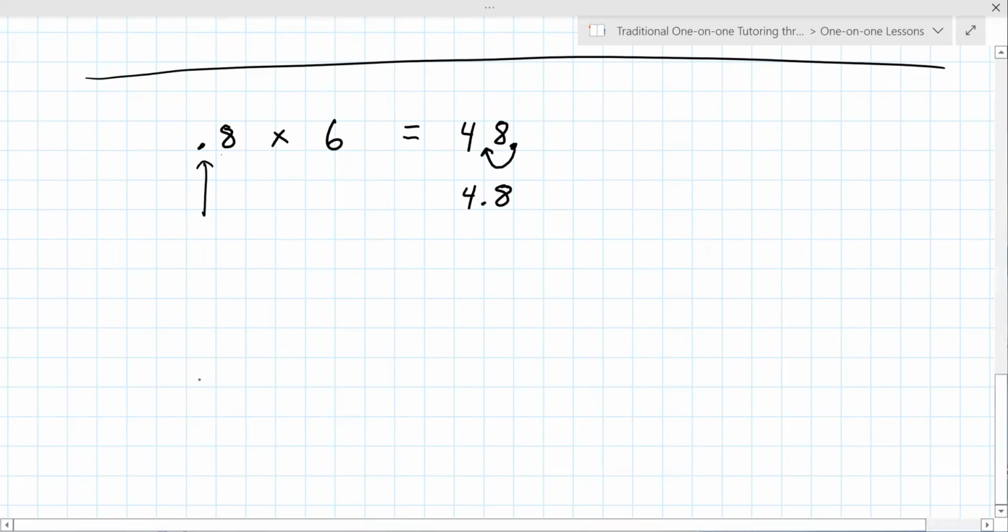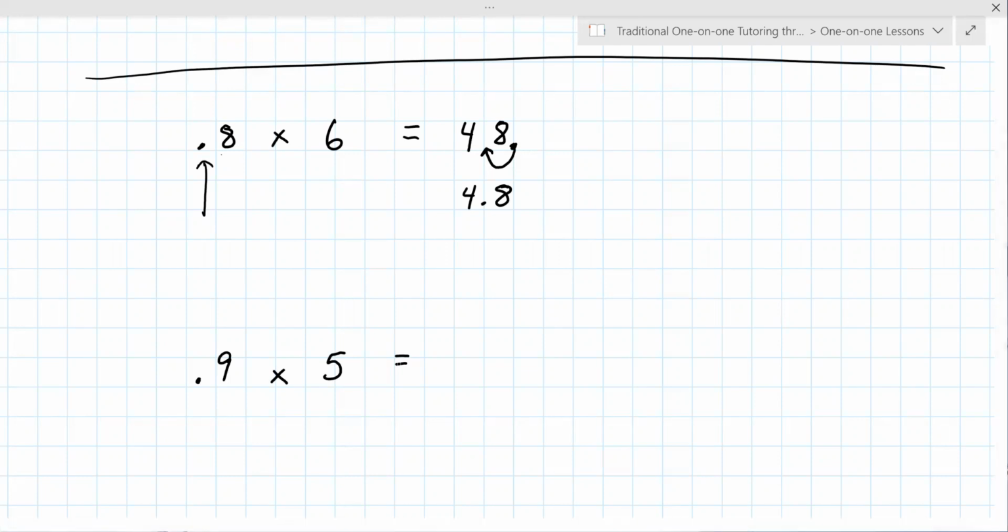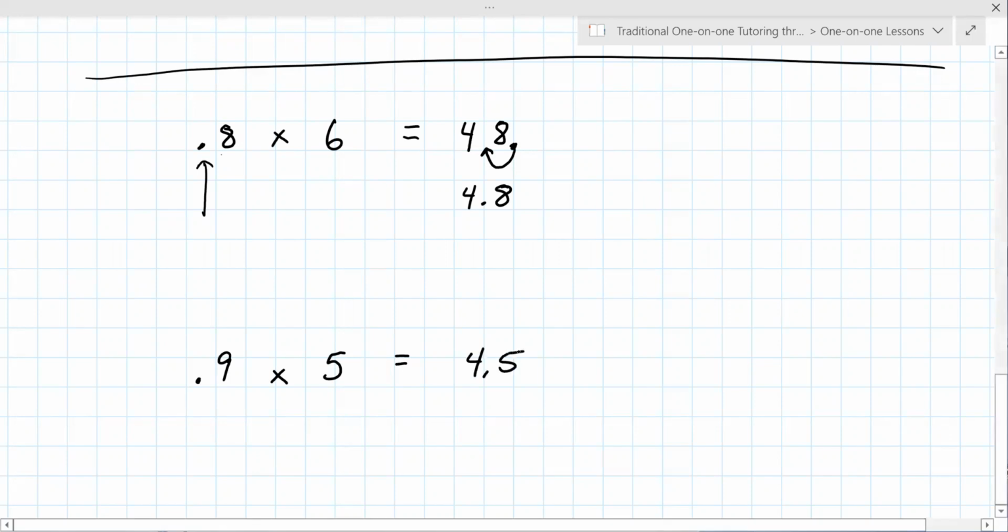Let's have you try one here. Let's try 0.9 times 5. Go ahead and try that on your own, please. I'll give you the final answer. Yes, give that a try, please. Okay, I got it. Okay, what is that? 4.5. Yeah, it's 4.5. Perfect.